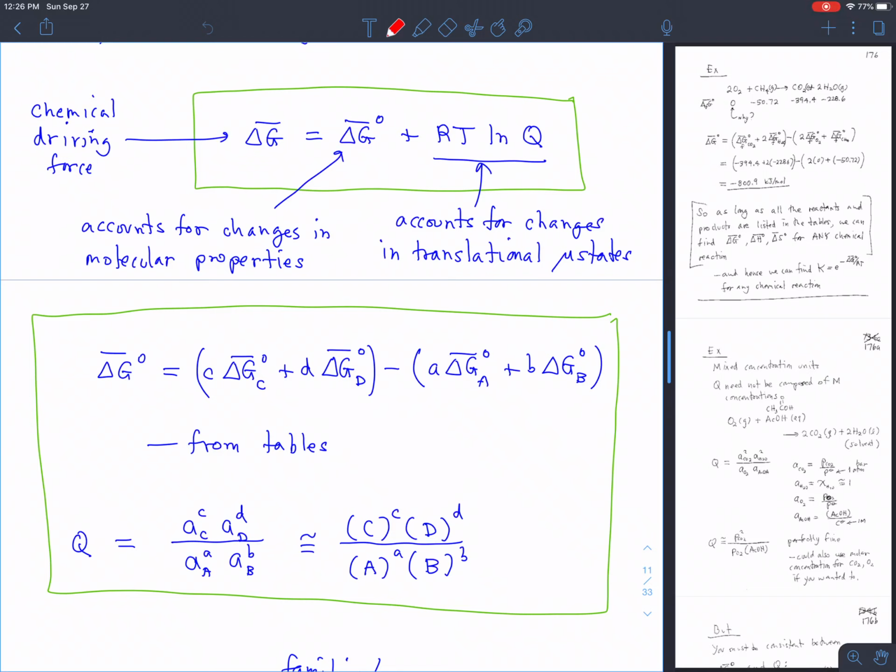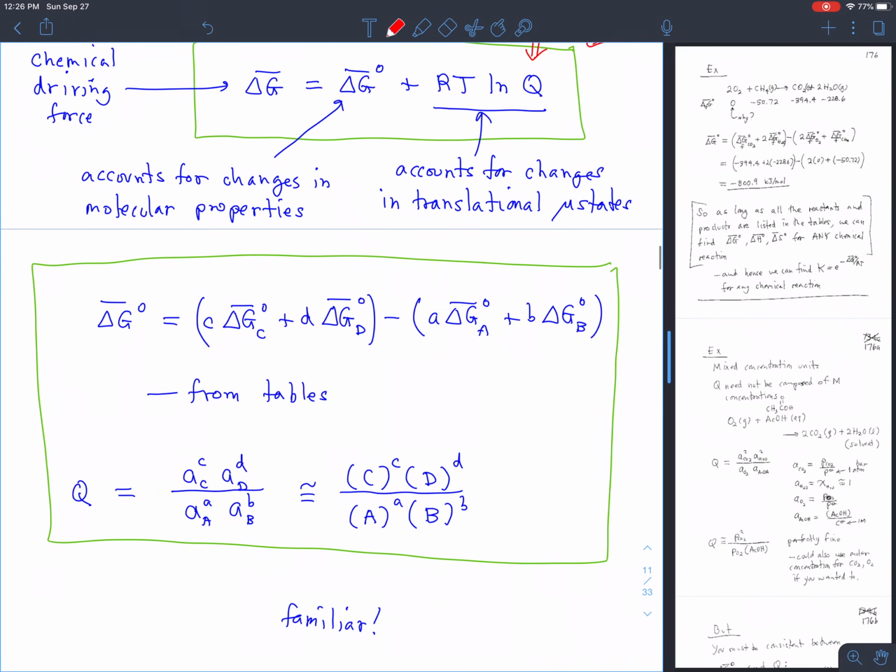The last few times we've been looking at the thermodynamics of chemical reactions, we derived this basic and important relationship between the Gibbs free energy change, or driving force for a chemical reaction, and this reaction quotient, which involves all the concentrations or activities of all the reactants and products.